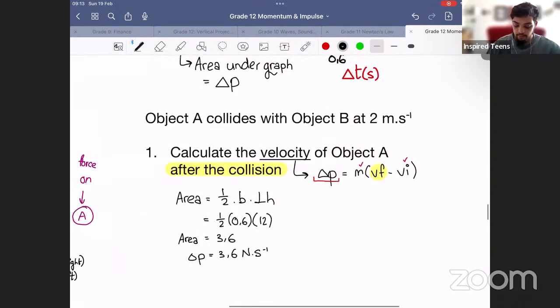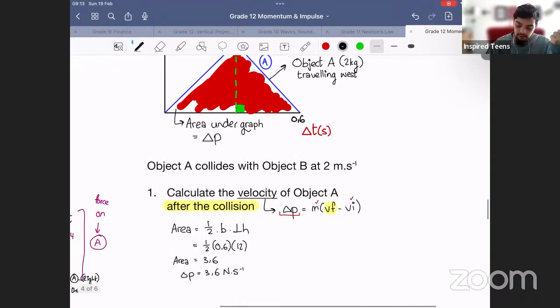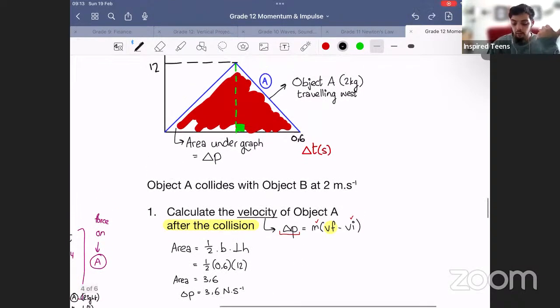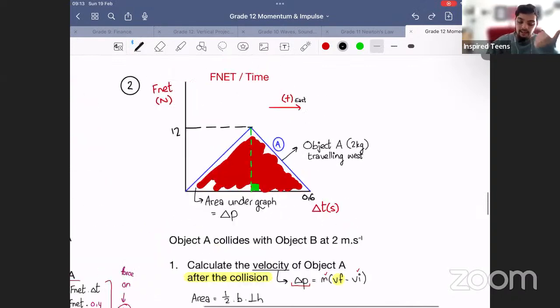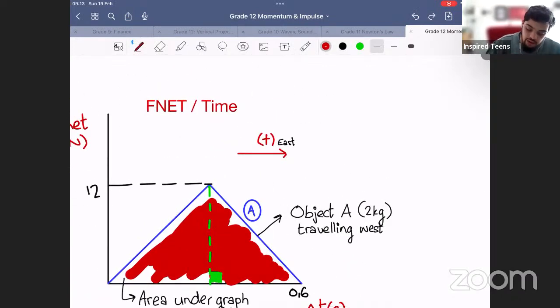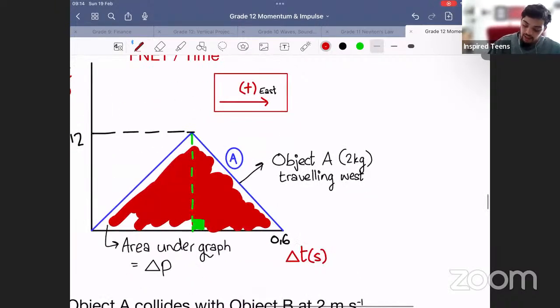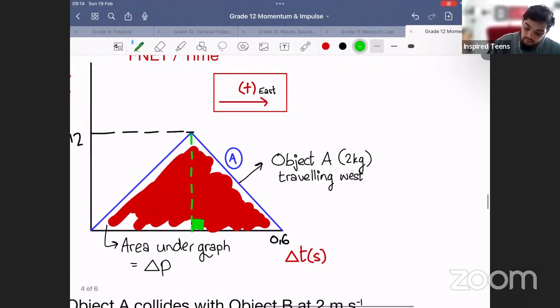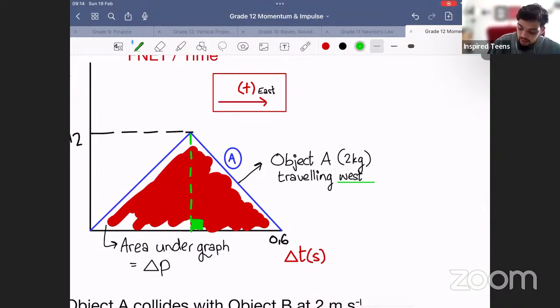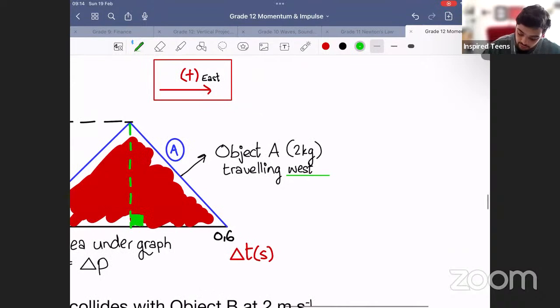Now that we have the impulse, we can substitute it into that formula. However, one thing we need to note is that many times the question won't tell you which direction to allocate as positive. But because this question tells you to allocate east as positive, and initially the object is traveling west, remember, because east is positive, west is going to be negative.